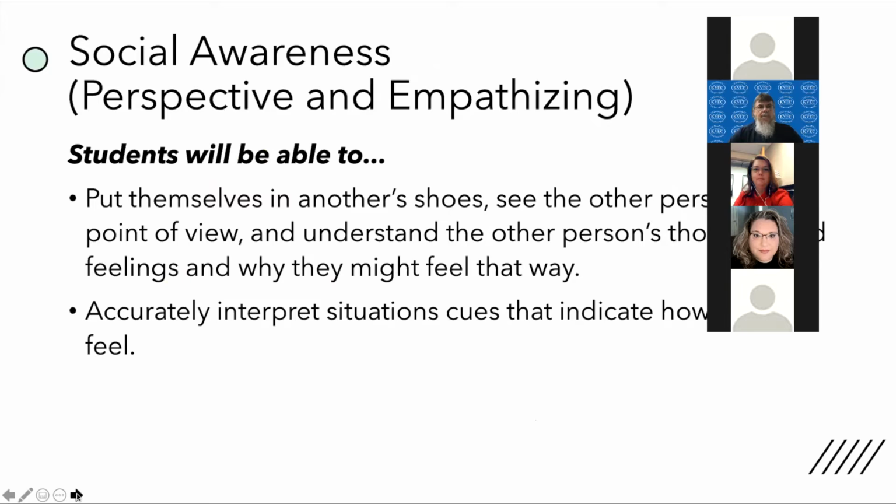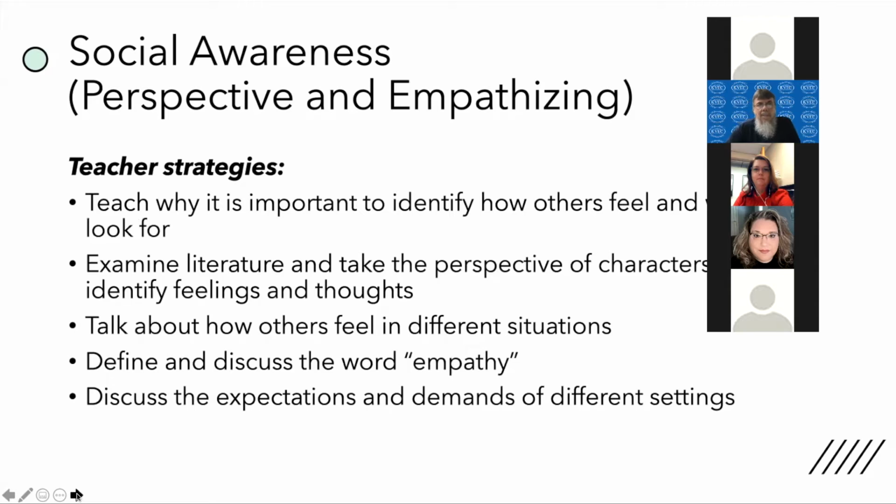So social awareness, as far as perspective and empathizing, students will be able to put themselves in another's shoes, see the other person's point of view, and understand their thoughts and feelings and why they might feel that way. They should be able to accurately interpret situations and cues that indicate how others feel. Some teaching strategies: discuss the subtle clues in the environment, and determine what kinds of behaviors are appropriate. Also talk about how others feel in different situations, and provide students opportunities to share in small groups how they feel in different situations.